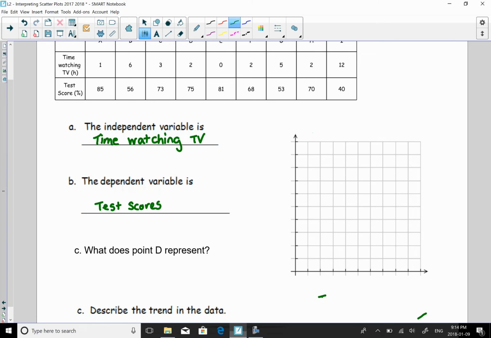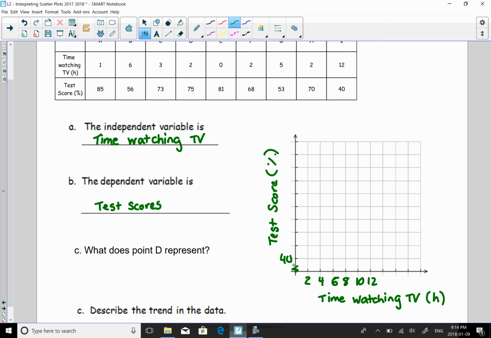So time watching TV would go on our x-axis or horizontal axis. And we're going to put hours, we always write the units. And test scores are dependent. So you look at the scale to see what you can go by. You count your tick marks to see if you can go by ones or by twos. And in this example, I think we're going to go by twos. And for test scores, I'm going to skip, so I'm going to put a lightning bolt there. And then I'm going to go by fives.